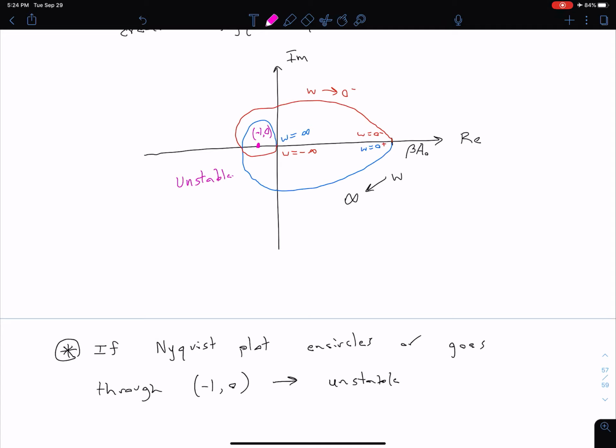What we're going to look at is an example in our next video, and then after that we're going to see how we can use those Bode plots in order to determine stability of a system and also quantify the stability of the system.